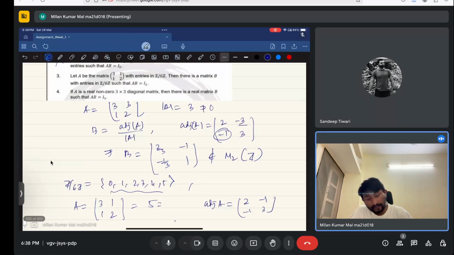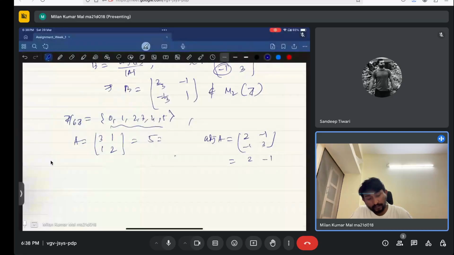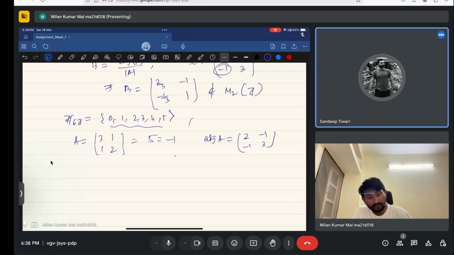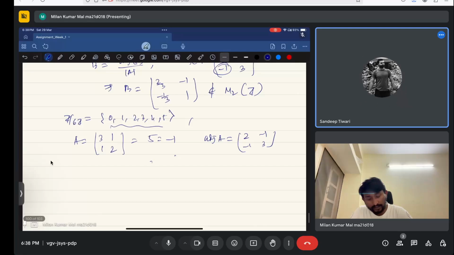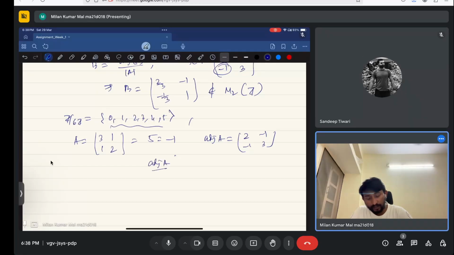Okay, so I can write this one as 2 minus 1. In place of minus 1, I can write it as 6 minus 1, that is 5. Okay, I can directly say that this is minus 1. Yes, sir, this is minus 1 in Z6, which is 5. So this is there, no? Then adjoint A by determinant of A, that is there.